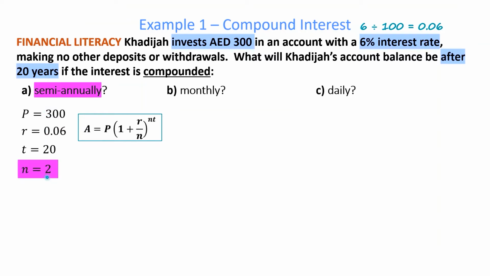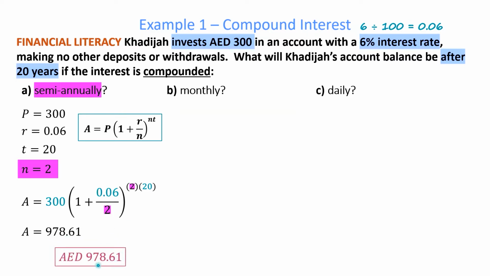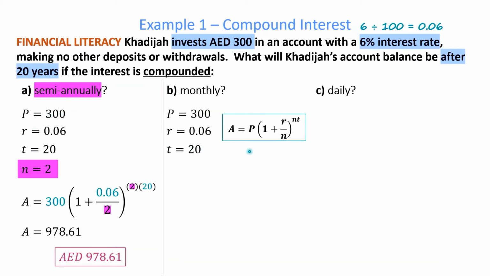Now that we have these values, we can substitute them into this formula here, like so. We can compute this to give us the value 978.61, which then completes the question that after 20 years of compounding semi-annually, Khadija's account balance will be 978.61 dirhams.